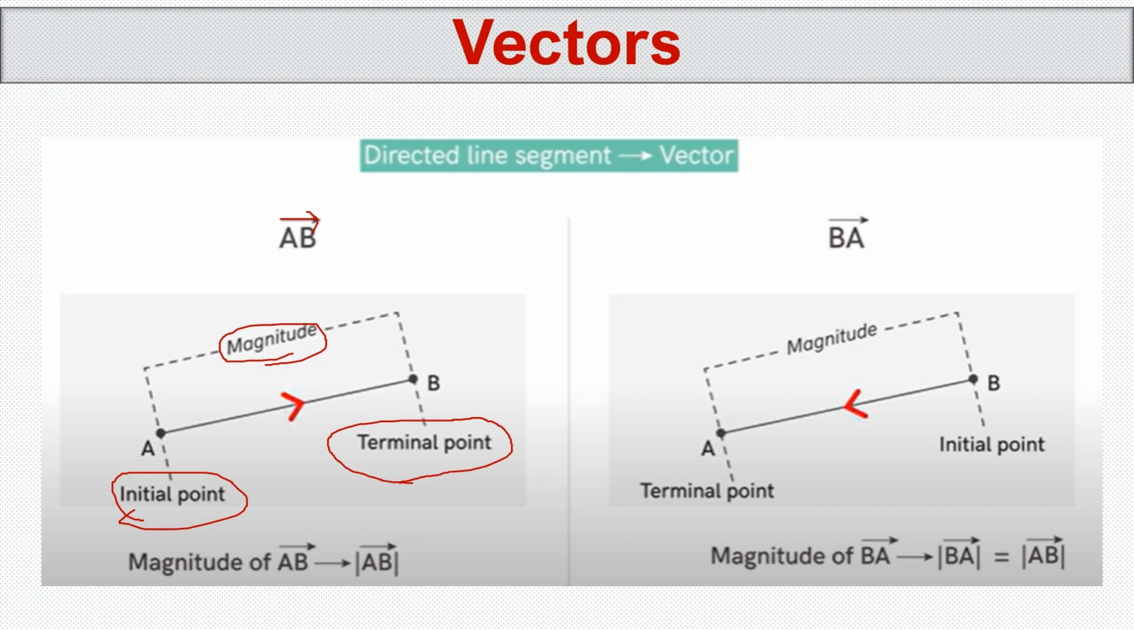If we go from B to A, the direction is changed, but the magnitude is the same. So this is the vector BA. When we represent only the magnitude, we always put the mod sign. We put the mod sign to represent only the magnitude. If we want to represent the vector, we put the arrow; this is the vector representation. If you are only representing the magnitude of the vector, then we put AB under the mod. This is the representation.